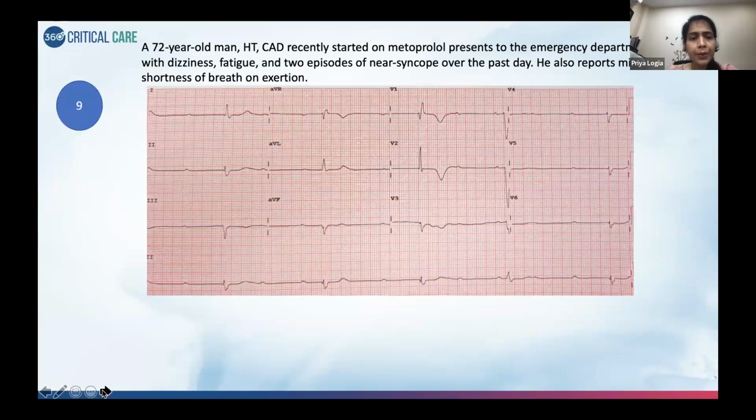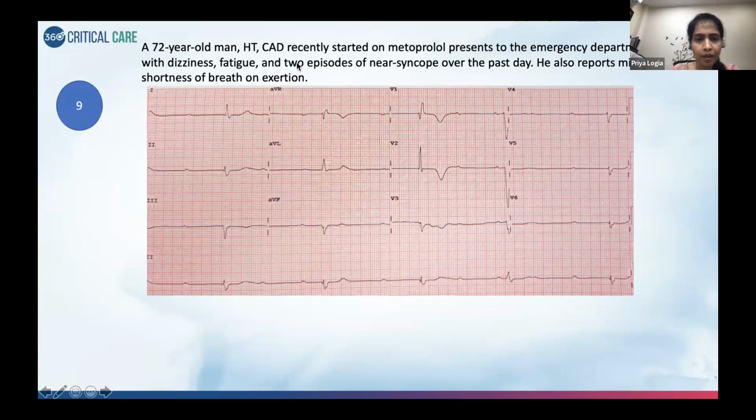So next one, 72-year-old male, hypertensive, CAD, on metoprolol, presents to the emergency department with fatigue, dizziness, a near syncope over the past day, mild shortness of breath on exertion. So this is the ECG. This is something very typical. Anybody who wants to try? Junctional, complete heart block.